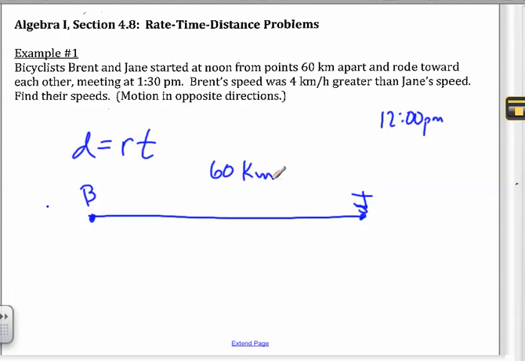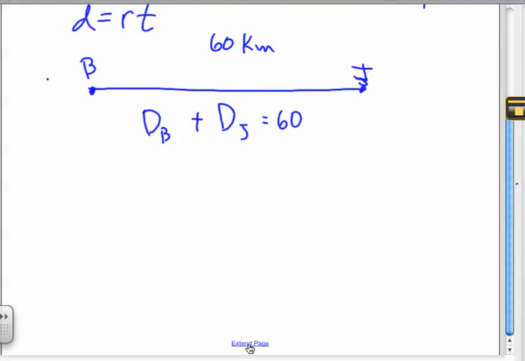Find their speeds. Now here's how we do it. I know that Brent's distance, I'll put a big D with a little b meaning Brent's distance, plus Jane's distance is equal to 60 kilometers. Do you agree with that? Yes. Okay, D stands for distance. Distance of Brent plus distance of Jane. But what does D equal again? D equals what, Ben? RT, rate times time.